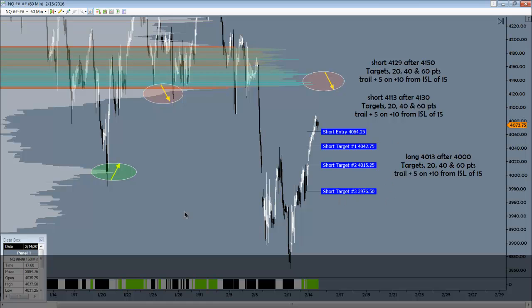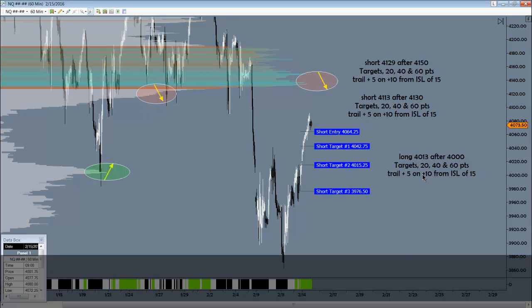The fourth scenario is if we break down here and come all the way back into this range here, we print 4,000, we go long at 4,013s. All right. Consider one re-entry in each direction for these trade setups. Also, no entries between 1600 and 2400 Eastern Time. All right, so that's the NASDAQ.